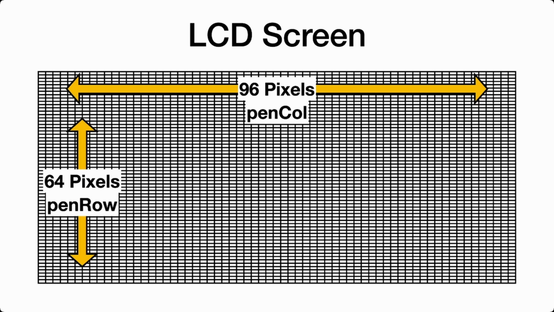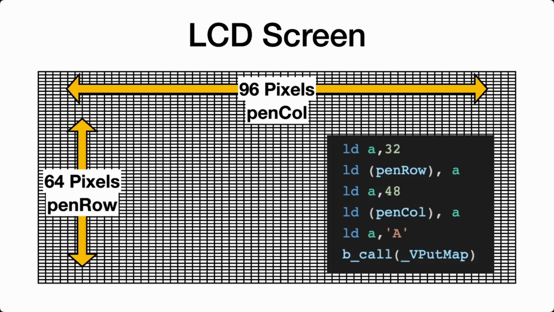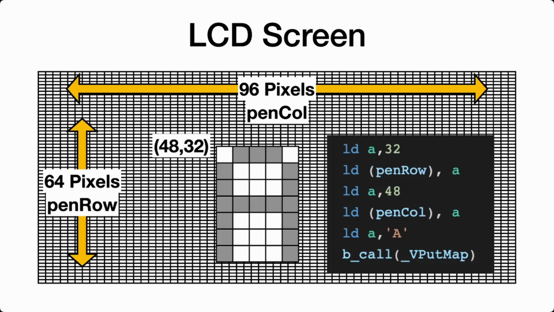So if I want to place the letter A, let's say, in the middle of the screen, starting at the top left-hand corner of the character, this is what I'll do. I'll update A with 32, which is the middle of the screen in rows, and I'll save that to the pen row address. I'll load A with 48, the center of the columns. I'll save that to pen column. And then I'll load the letter A to register A, and I'll call a special firmware method called vputMap. That looks at the pen row, pen column, and writes the letter A in that position. vputMap gives me the flexibility to put any character at any position. And running this code will give me the letter A right in the middle.